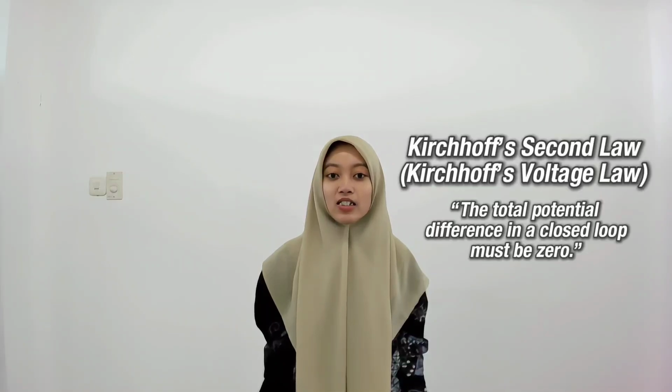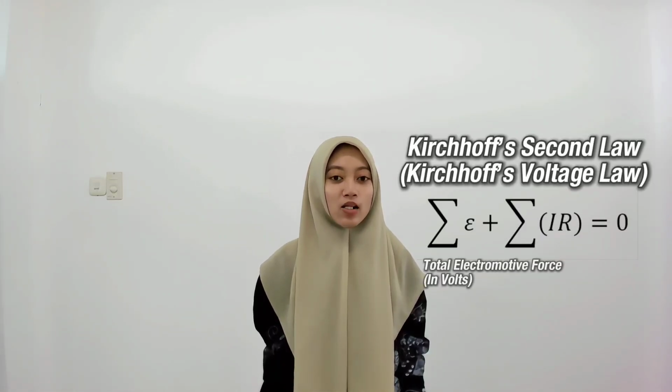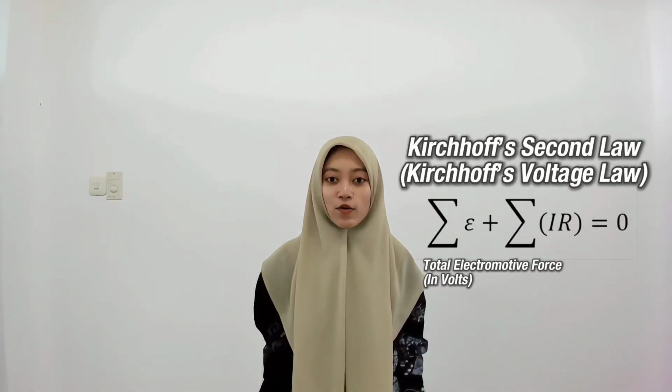Meanwhile, Kirchhoff's second law states that the total potential difference in a closed loop of a circuit must be equal to zero. This can be formulated as sigma epsilon plus sigma I times R equals 0. Here, sigma epsilon is the total electromotive force of the current source measured in volt, and sigma I times R is the total voltage across the resistor component in the circuit, also measured in volts.